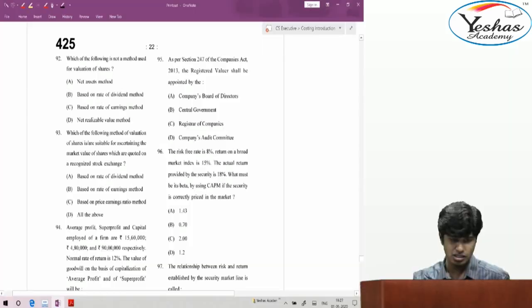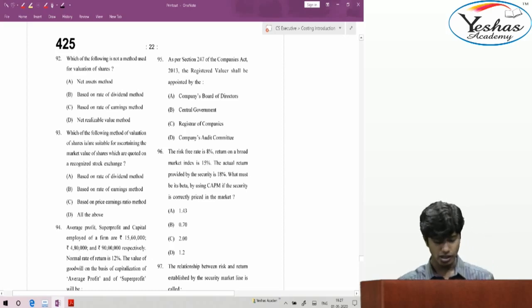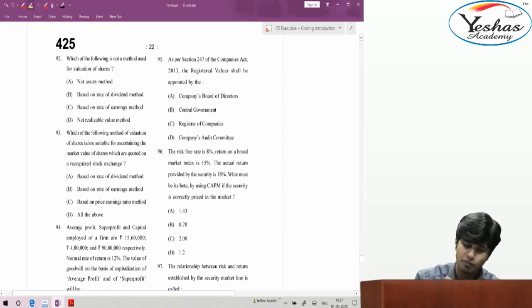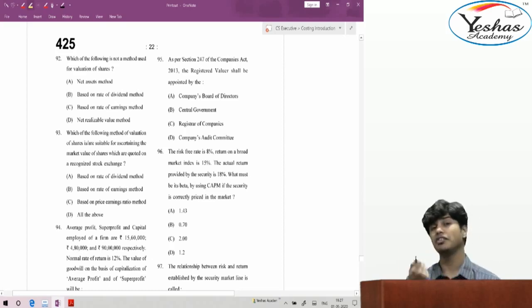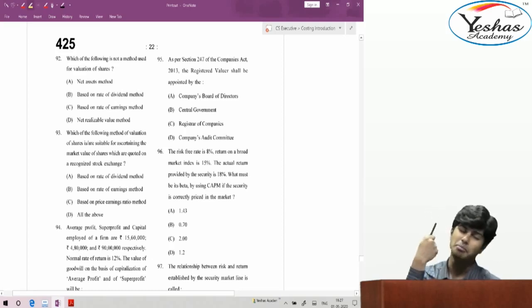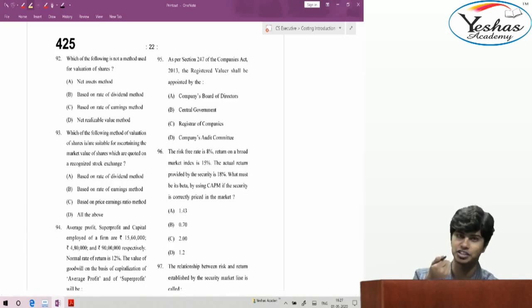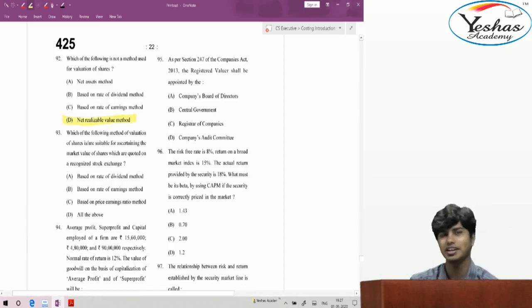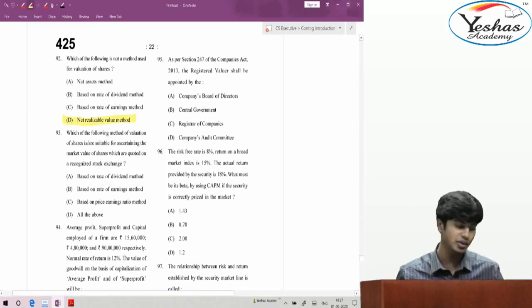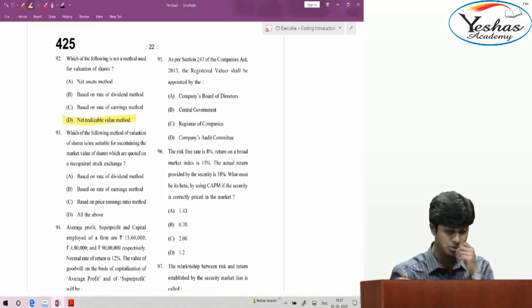Question number 92. Which of the following is not a method used to value the shares? Net asset method is used. Based on the dividend method it's not a method used in valuation of shares. So which method is not used? We use net asset method, that is also called intrinsic value. We use the dividend valuation method. We use earnings method, that P/E method, wherein we take MPS, market price per share, and earnings per share, P/E multiple. We did quite a lot of MCQs on this topic in our discussion. And net realizable value method is not there. Net realizable value method is a method used to evaluate inventory and other current items, not shares.